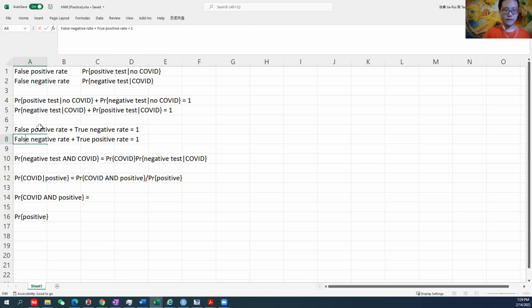So with a 1% false positive rate, we would know that the true negative rate would be 1 minus 1%, that would be 99%. Given a false negative rate of 3%, we know the true positive rate would be 97%, as 1 minus 3%. So these are the foundation concepts we should understand correctly.